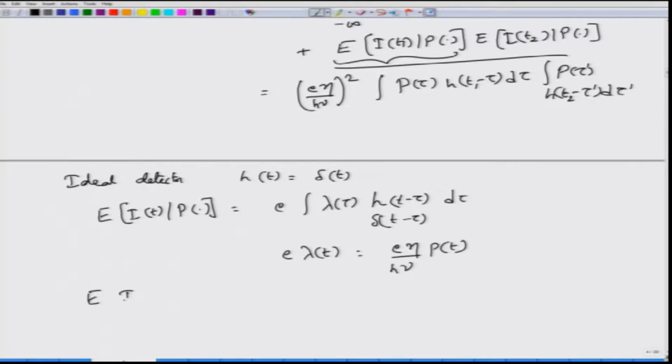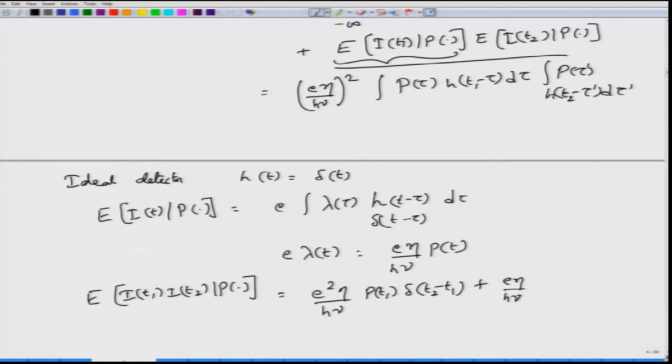Similarly, if I look at the autocorrelation, it would be I of t1, I of t2, conditioned upon the fact that we have received some optical power, and you can easily show that this is given by (E squared eta by h nu) P of t1 times a delta function that depends on the time difference between t1 and t2, that is delta of t minus t1, plus you have the second term, which is (E eta by h nu) squared P of t1 P of t2.